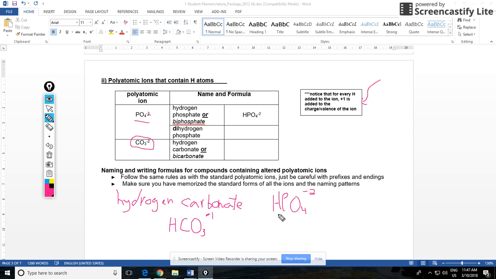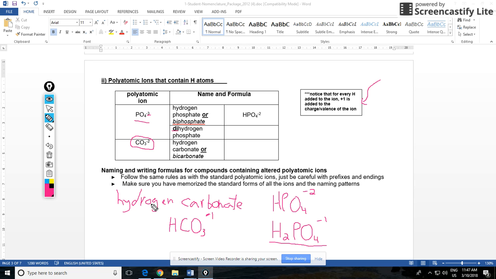Sometimes you can add more than one H. For example, if I decide to add 2 H's instead of only 1 H to my phosphate, I'd have H2PO4. PO4 started off with 3-. I added 2 H's, so that means I'm adding 2 positive charges, so that becomes 1-. Rather than being called hydrogen phosphate, this would be called dihydrogen phosphate.